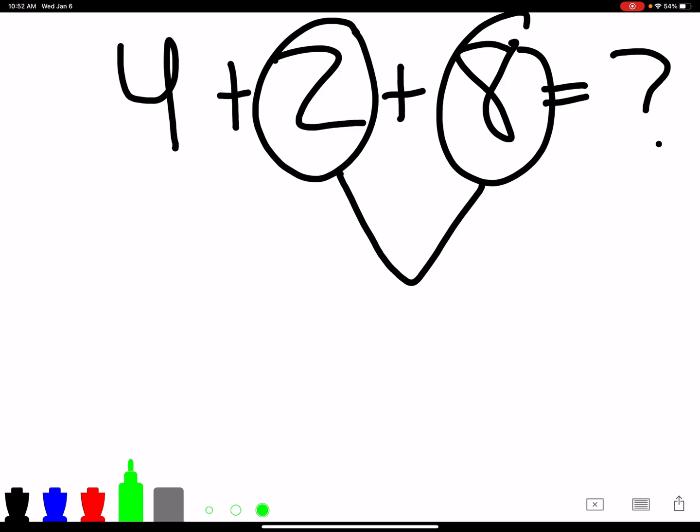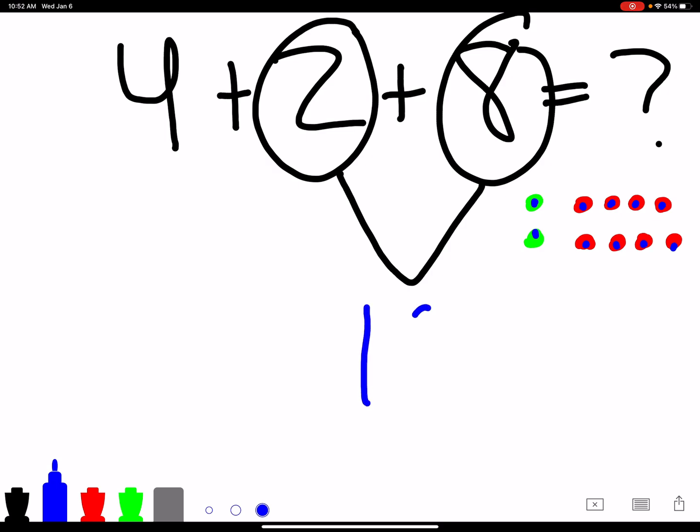So if we go over here, we have 2 dots. And if we count 8 dots, 1, 2, 3, 4, 5, 6, 7, 8. And if we count the total amount of dots, 1, 2, 3, 4, 5, 6, 7, 8, 9, 10. We have 10. So 2 plus 8 is going to be the answer 10. But we can't forget the number 4, can we? So we have to add 4 plus 10.